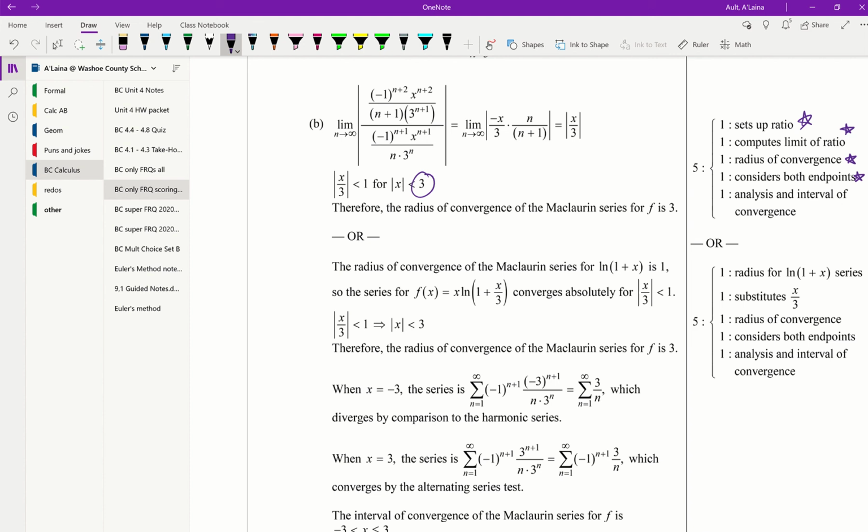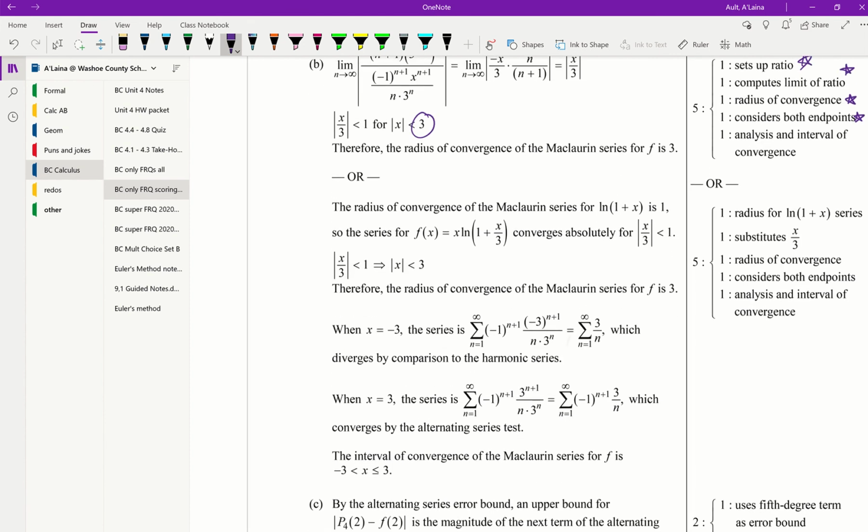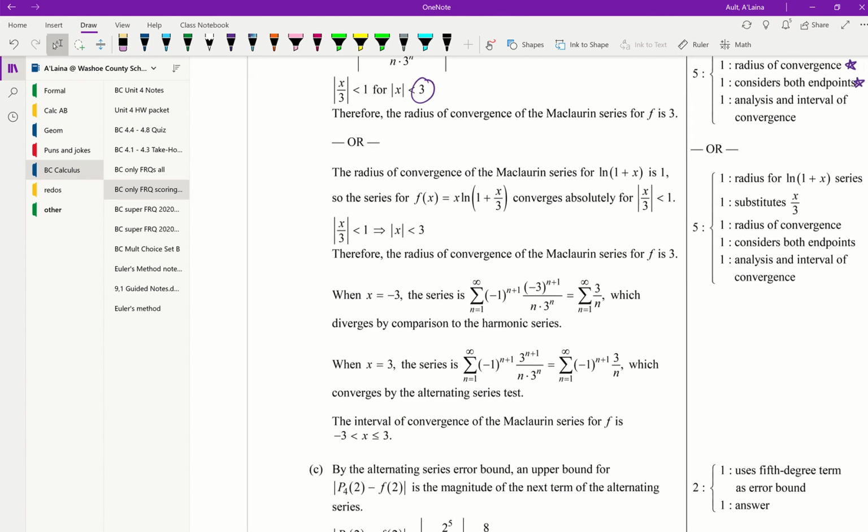There's an alternative method down here that I'll let you look at at your own leisure. Now the analysis part right here is important. So these are just the 2 ways to do the radius. They did a direct comparison to the harmonic. We multiplied out front and just said it was a multiplier, but that was fine. We rewrote this, used the alternating series test, and we had the correct final. So we got all 5 of those points.